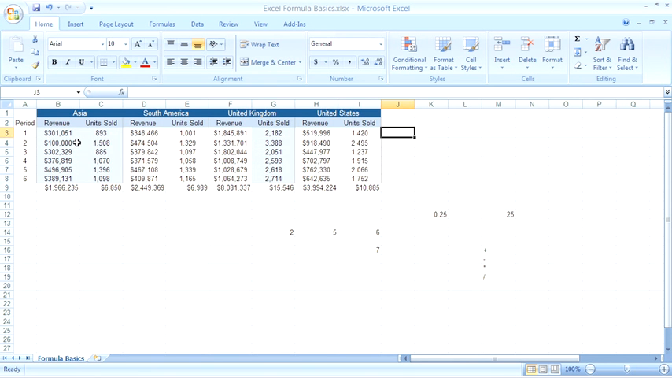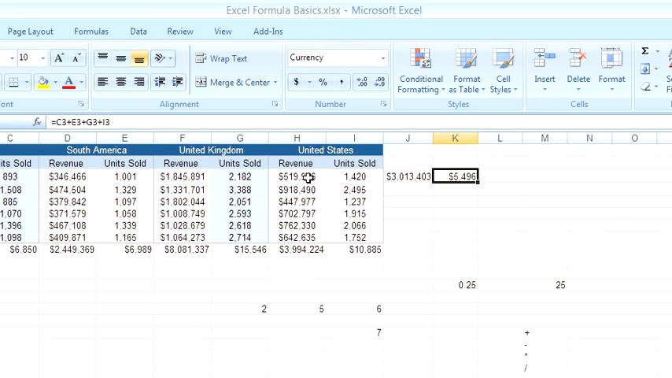I also want a grand total for revenues and units sold across regions for each given period. So I'll type in one formula here, equals, I'll reference cell B3 plus D3 plus F3 plus H3 and press the enter key. There's my grand total for revenues. Now I'll copy this formula using Ctrl-C again. I'll paste it to the right using Ctrl-V, and I should get the grand total for units sold. And I do. Now this is formatted as a dollar sign, but I can quickly change that.